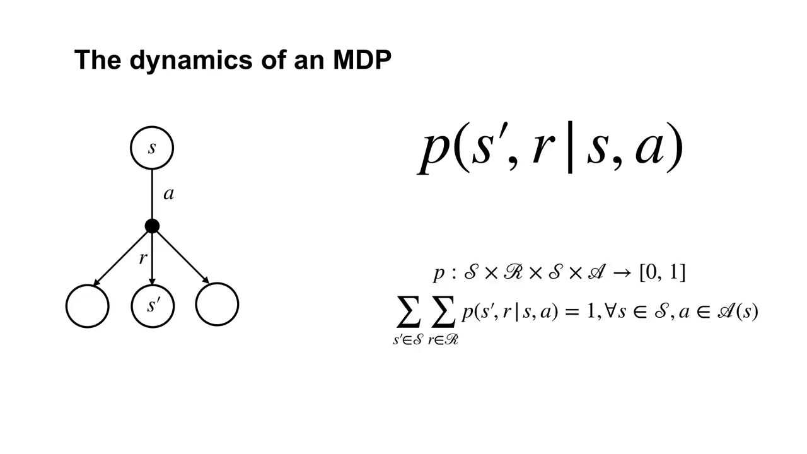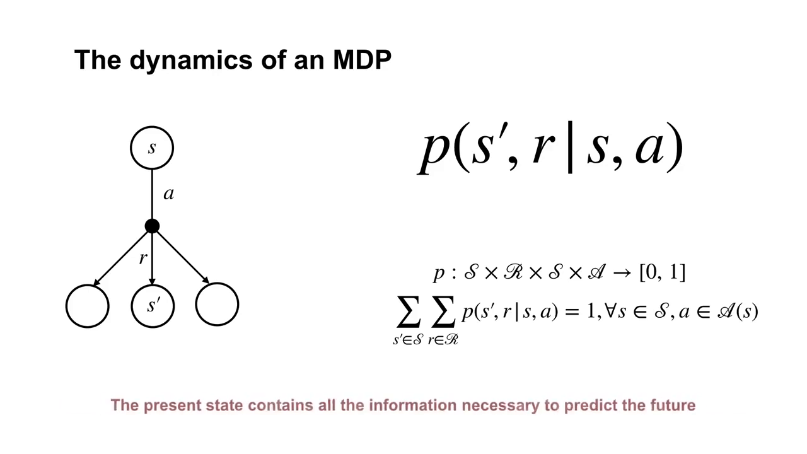Since p is a probability distribution, it must be non-negative, and its sum over all possible next states and rewards must equal 1. Note that future state and reward only depends on the current state and action. This is called the Markov property. It means that the present state is sufficient, and remembering earlier states would not improve predictions about the future.